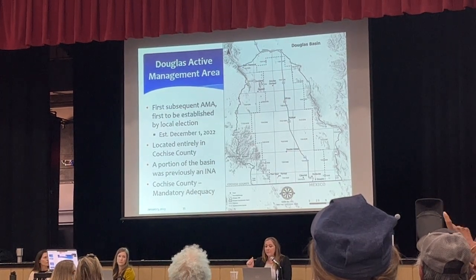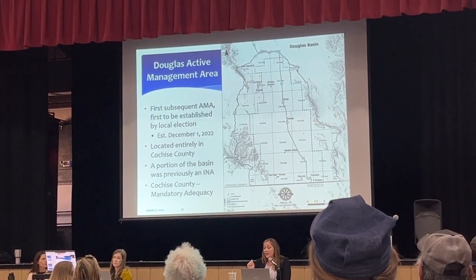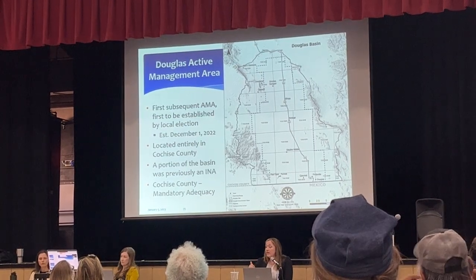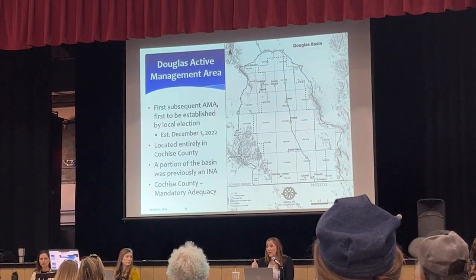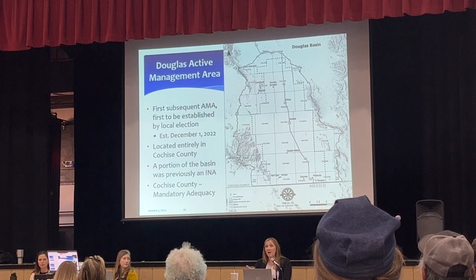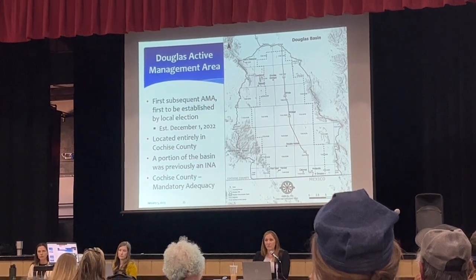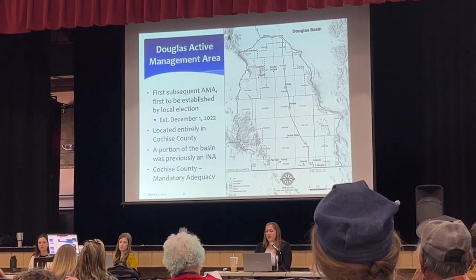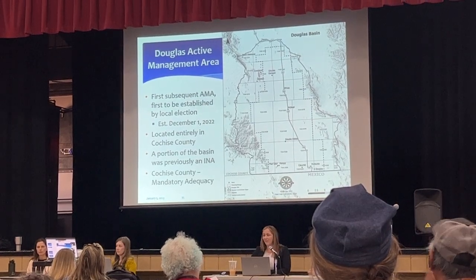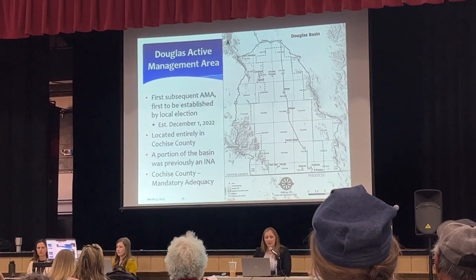So, the AMA is located entirely in Cochise County. Cochise County has an ordinance that we refer to as mandatory adequacy, and that'll play into what this means for assured water supply, which I'll talk through a little bit later in the presentation.